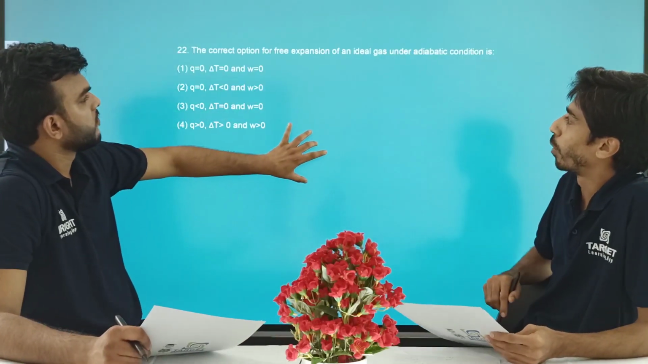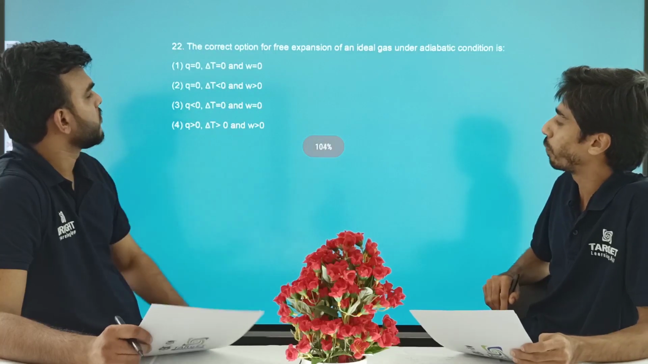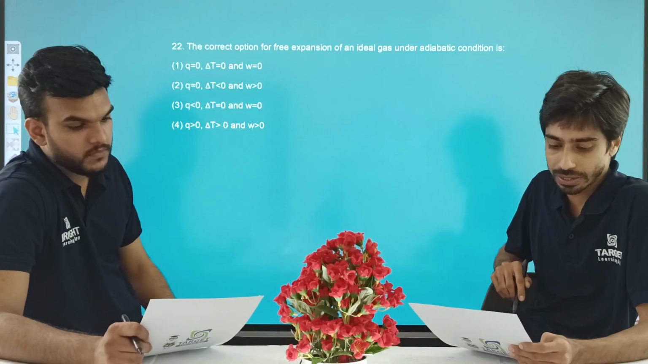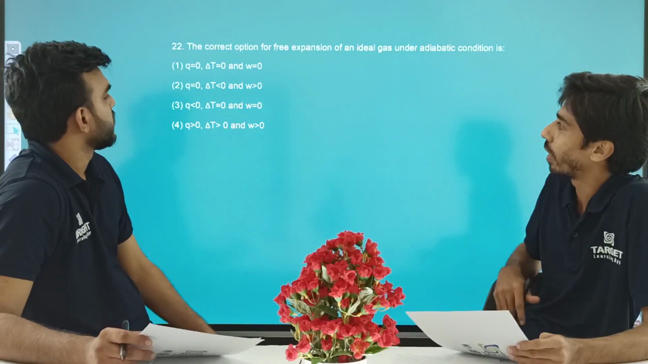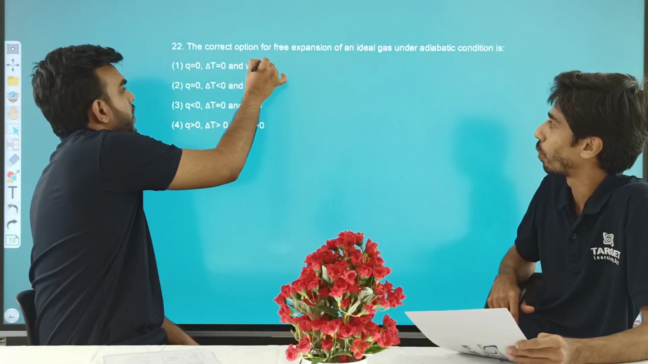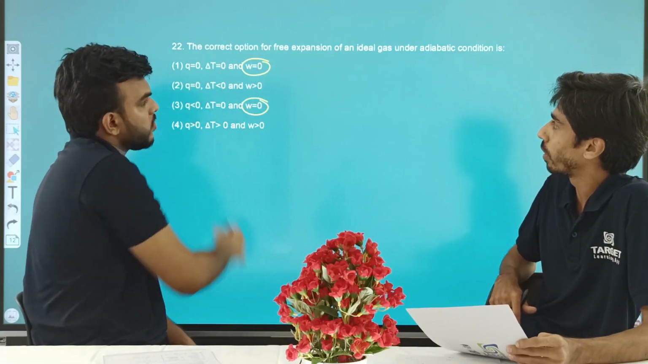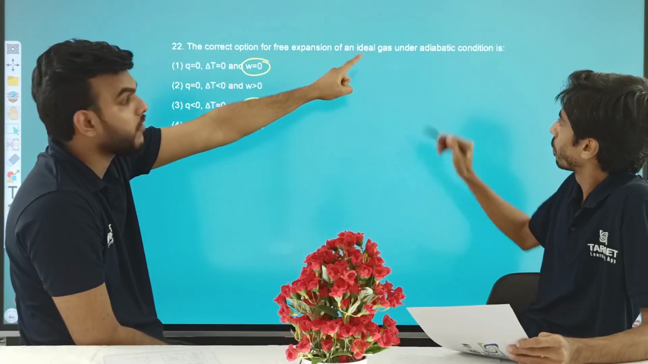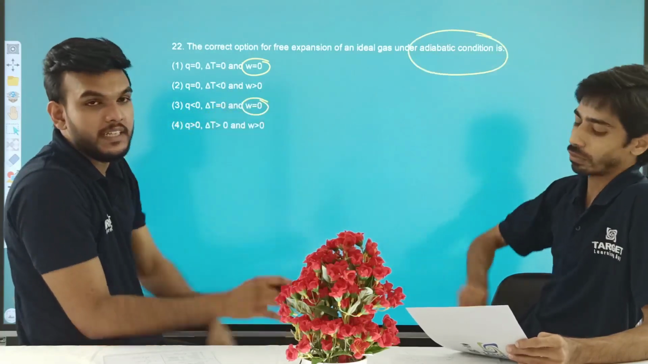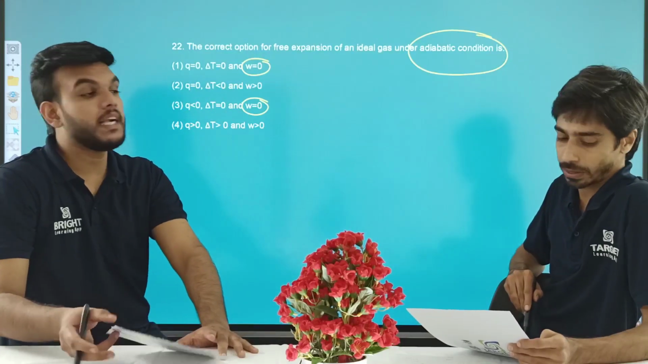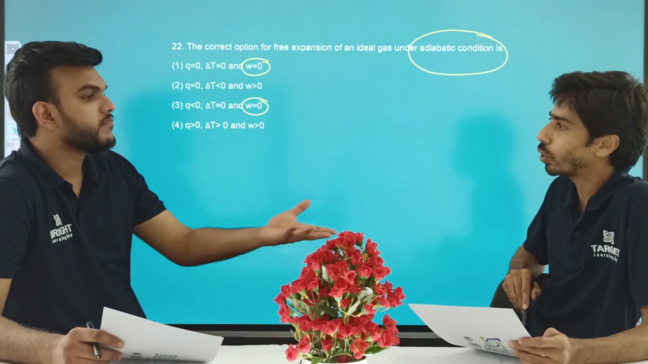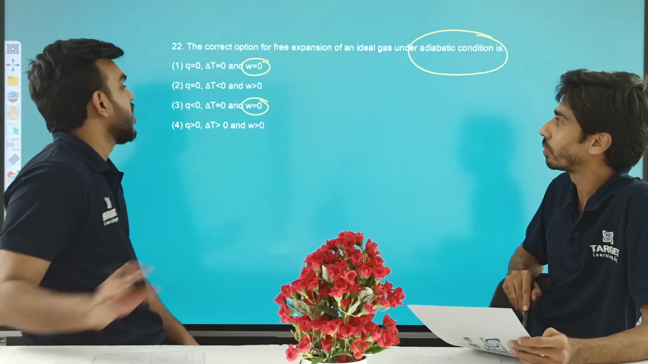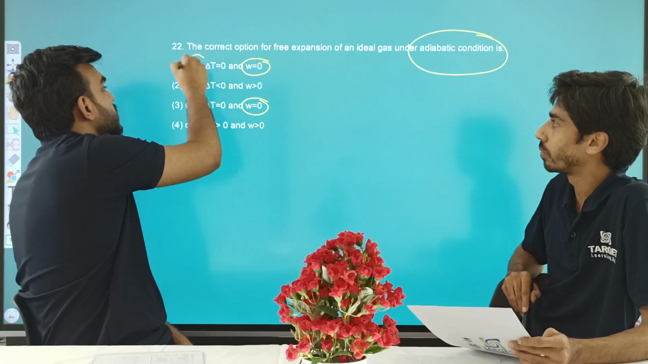So it's from Thermodynamics. The correct option for free expansion of an ideal gas under adiabatic condition. Everyone knows that the work done during free expansion will be zero. So we have two options, option 1 and option 3, because work is 0. Here the work done is 0, and here the work done is 0. But here you have to look at the concept of adiabatic. The adiabatic condition is very important. In the case of an adiabatic condition, the heat change will always be equal to 0. So the work done should be 0, and the heat change will be equal to 0.